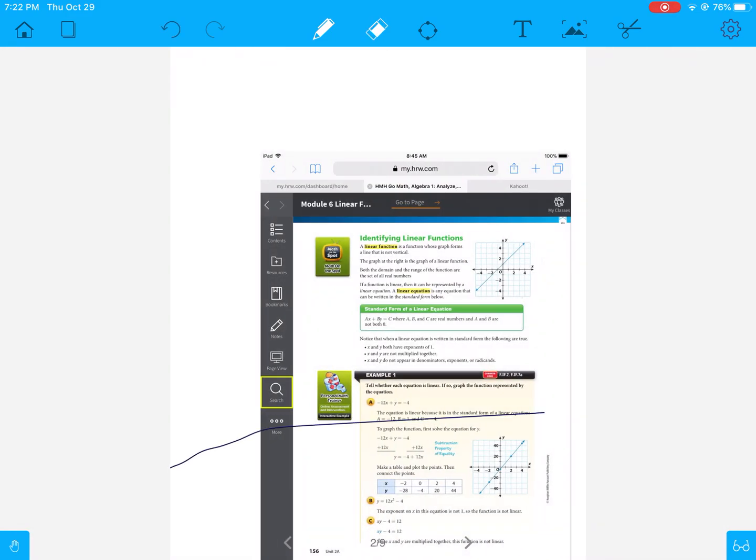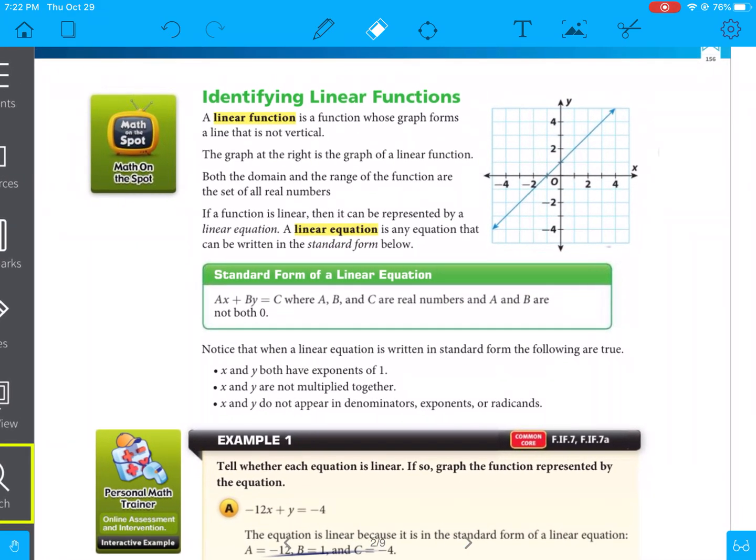All right, so now we have identifying linear functions. A linear function is a function whose graph forms a line that is not vertical. So if you go from left to right, this is not a vertical line. The graph at the right is a graph of a linear function. Both the domain and range of the function are sets of all real numbers. If you look at the arrows on both ends, it goes on forever, to the right, to the left, up, and down. If a function is linear, then it can be represented by a linear equation.